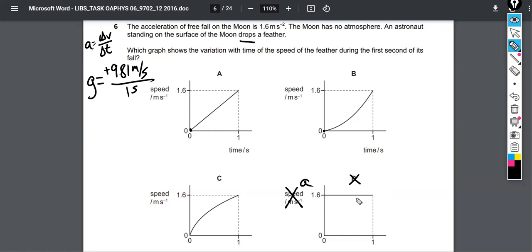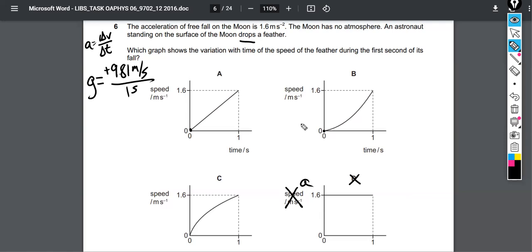This is for a student who may confuse this with an acceleration time graph. This would be the correct plot if we were looking at acceleration as a function of time. It's a constant 1.6 meters per second squared of acceleration. Or on Earth, this number would just be higher, right? It'd be a constant 9.81. Again, neglecting wind resistance.